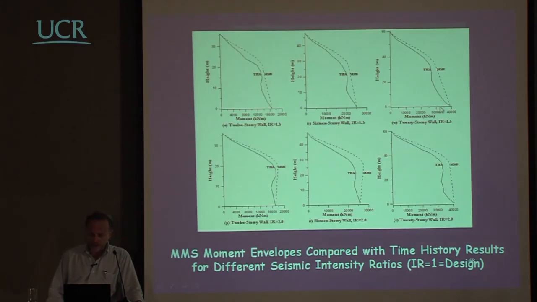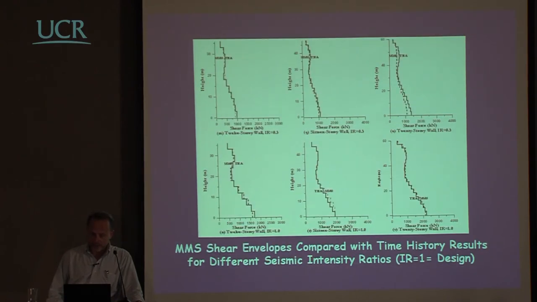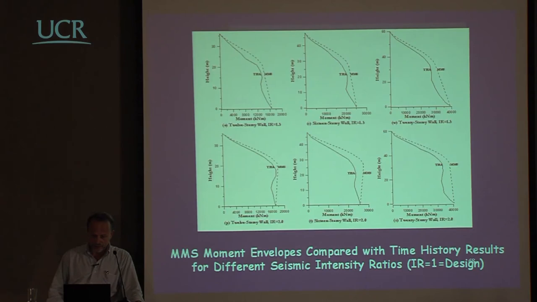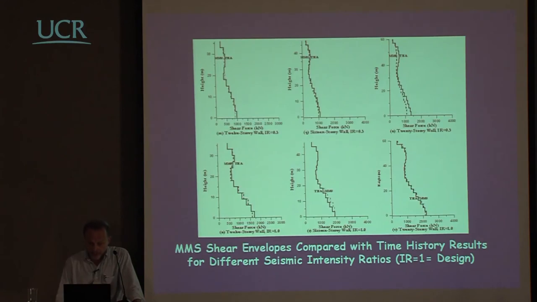But what is more important is that they seem to be good even when you increase the value of the action. And you can see that in the bending moment distribution, which is 12 story for 1.5 times, 16 stories for 1.5 times, and 20 story for 1.5 times. And this is the case for 2 times the action. And you can see that the inelastic time history analysis and the modified modal superposition give results that are in very close agreement. And this is what happens to the shears, to the shear distribution.